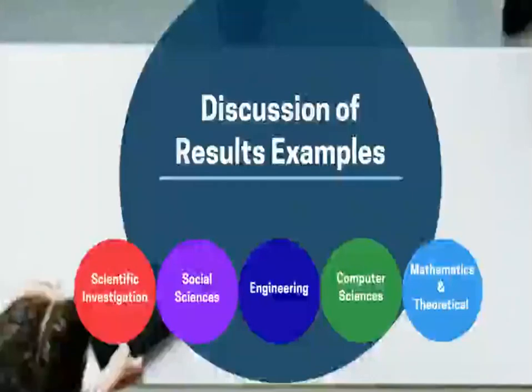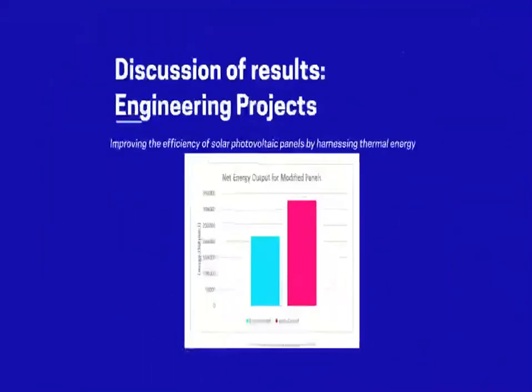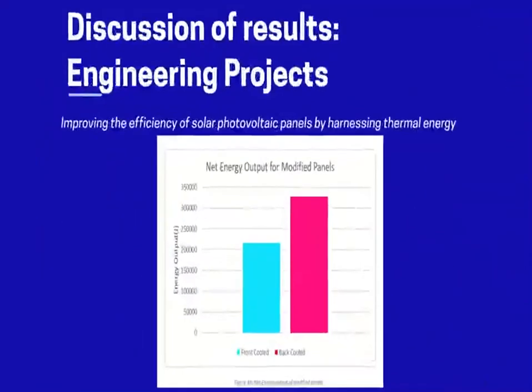When discussing the results of engineering projects, compare the various prototypes against the design criteria that was set. Elaborate and provide detail on the final prototype. This project looked at ways to improve the efficiency of solar photovoltaic panels by harnessing thermal energy. In video 4.2, we looked at the different prototypes of a thermal collector. In the graph, you can see that the back-cooled panel, which was the final prototype, was the most efficient.